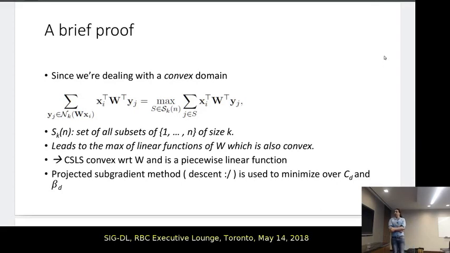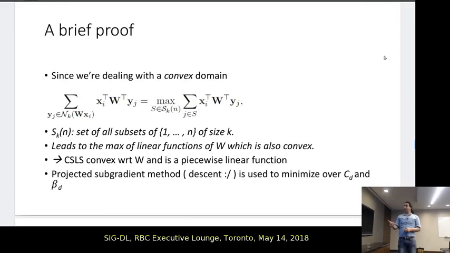There is a brief proof I'm going to gloss over. Maybe we can come back to it at the end. Basically, they prove that CSLS for their method is convex, and then you can use it as your loss function. If you want, I can get back here and we can talk about it in more depth at the end of the talk. So that's super important.